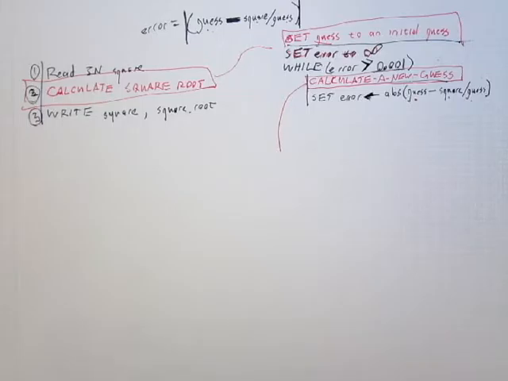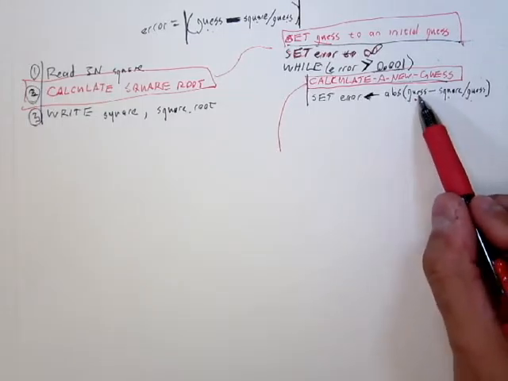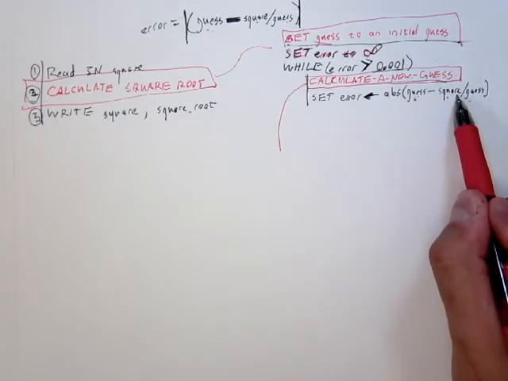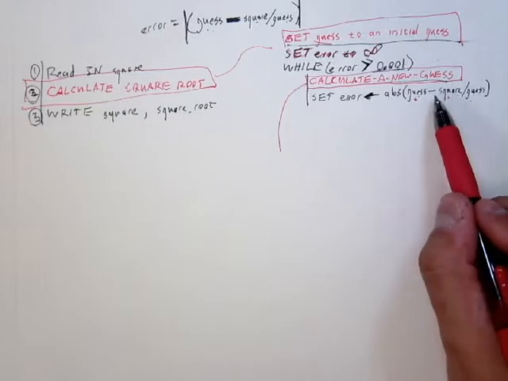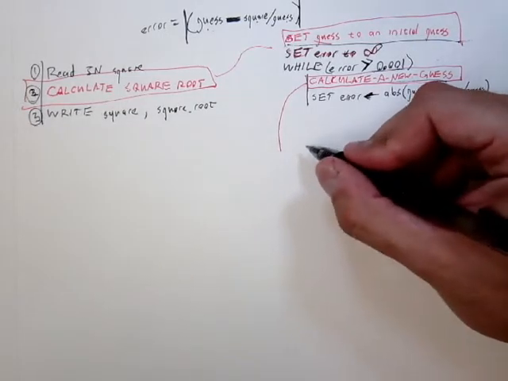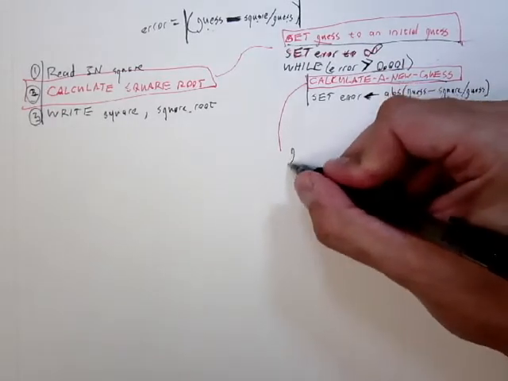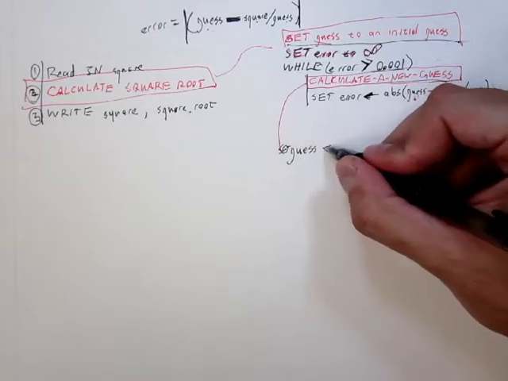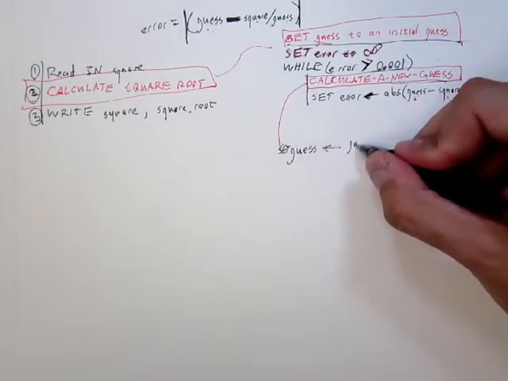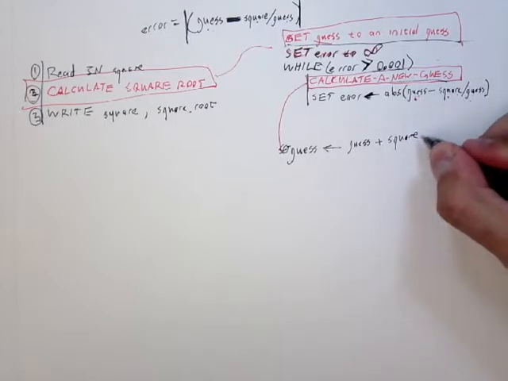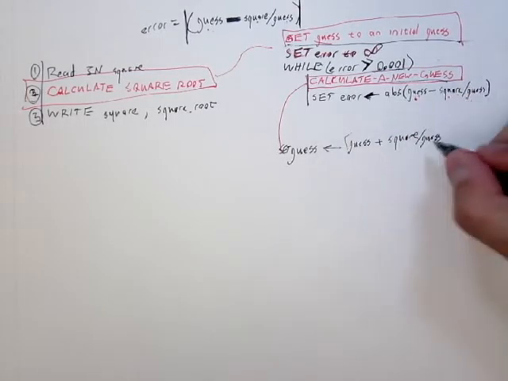So how can we calculate an improved guess? We want our guess to be somewhere in between the old guess and the square divided by guess. All right? We want the difference to be smaller. So the basic idea is to go halfway in between. So halfway in between guess and square over guess would be to set the new guess to be halfway between guess plus square over guess. You get halfway in between by adding them and dividing by 2.